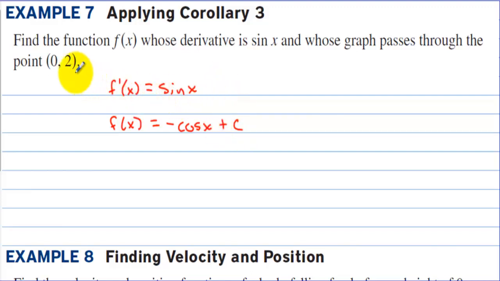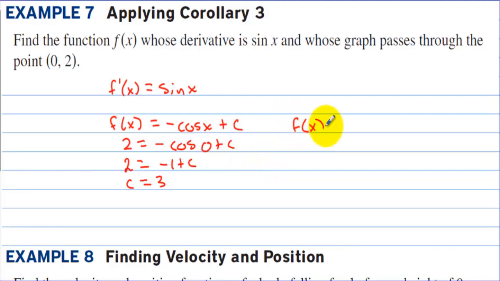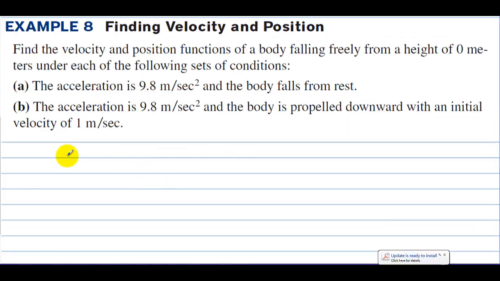Now to find that constant, we plug 2 in for y, and we plug 0 in for x. So we have 2 equals negative cosine of 0 plus c. Cosine of 0 is 1, so the constant must be 3. Now to answer the question, we're going to write the function with 3 in for the constant. We have negative cosine x plus 3.